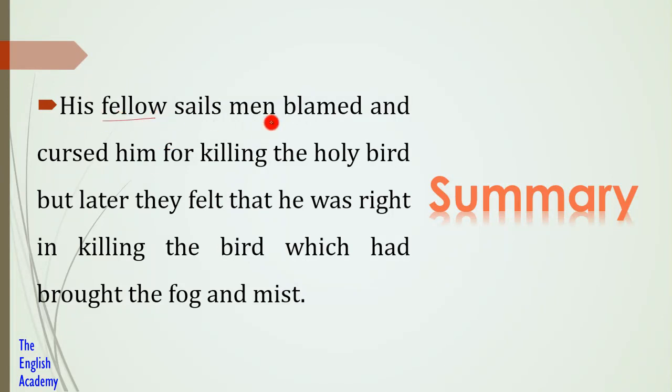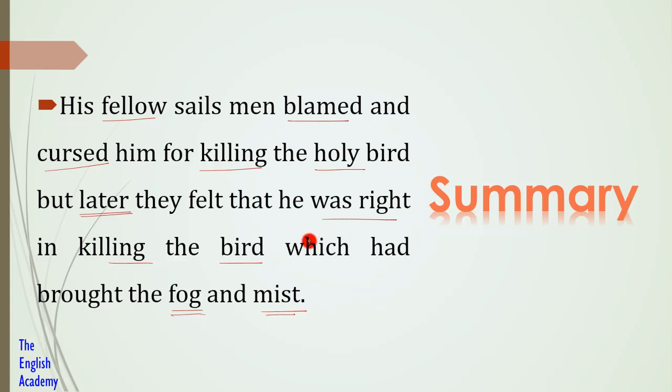His fellow sailors blamed and cursed him for killing the holy bird, but later they felt that he was right in killing the bird which had brought the fog and mist. Now, initially, all the sailors were against the ancient mariner, and they blamed him and they cursed him for killing such a nice holy bird, which was a good sign for them, which was favorable for them. But later on, what did they do? They felt that the mariner was right in killing the albatross, because they said that the albatross had brought the fog and mist with it.